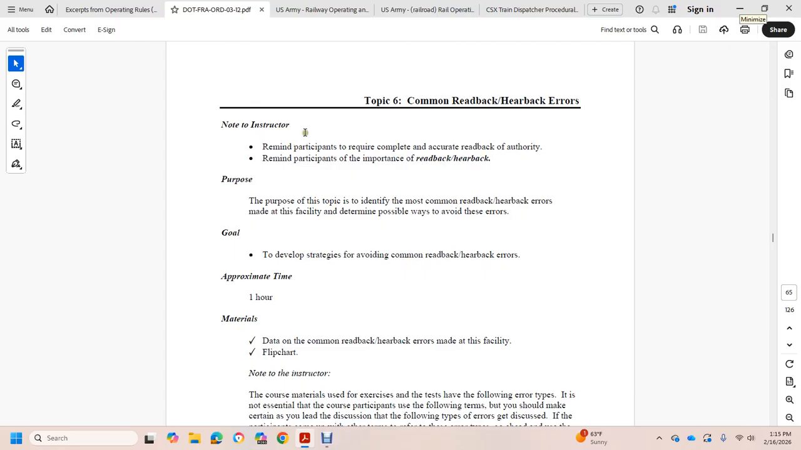Note to the instructor: remind participants to require complete, accurate readback of authority. Remind participants of the importance of readback, hearback. Purpose: for this topic, identify the most common readback, hearback errors made within the facility and determine possible ways to avoid the errors. Goal: to develop a strategy for avoiding common readback, hearback errors.